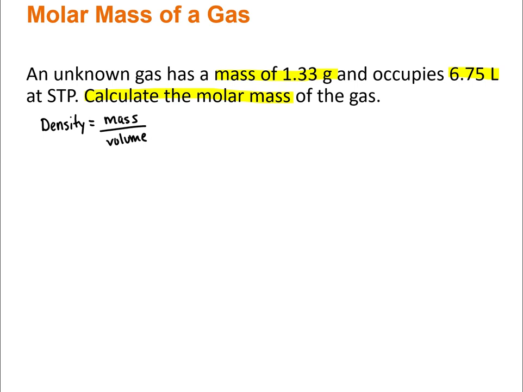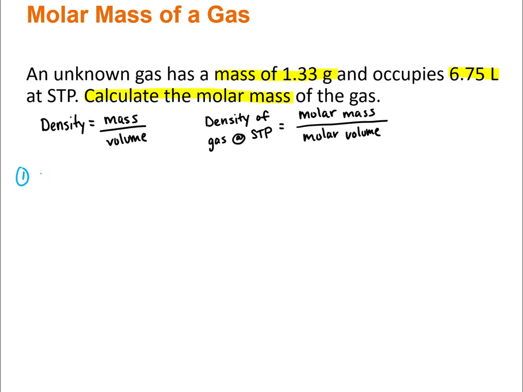Density is always equal to mass divided by volume, whether it's a solid, liquid, or a gas. Then we've got this special case for the density of a gas at STP. You can take the molar mass of a gas divided by the molar volume, and that will also give you the density. First step, we use our first equation for density.